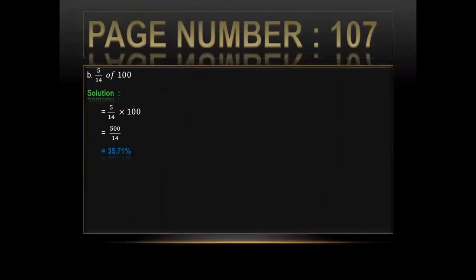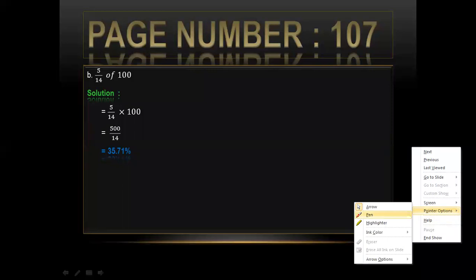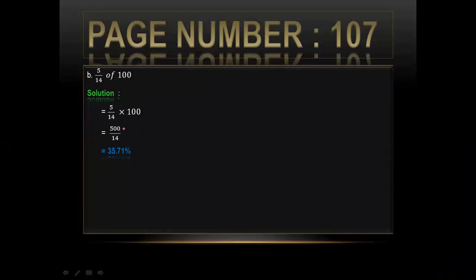Part B is 5 over 14 of 100. Again we multiply with 100, 500 over 14. When you divide 500 over 14, 35.71 is our quotient, and we write here the percentage sign.